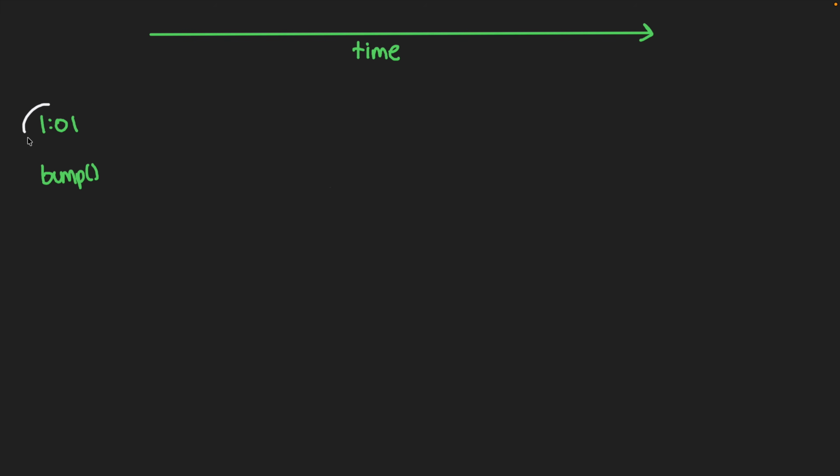So at 1:01 p.m., we bump. And as we did before, we'll visualize it with a tally. At 1:02, we bump a second time. At 1:10 p.m., we query. Easy, we return 2. The 1:01 bump and the 1:02 bump.